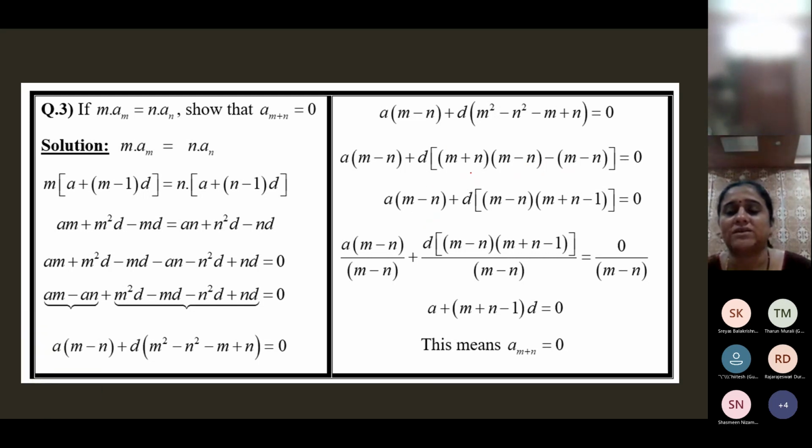See here, m minus n, this is one term. This is another term separated by a minus sign. So m minus n is common. Bring it out. So in the bracket, you will get m plus n minus 1.